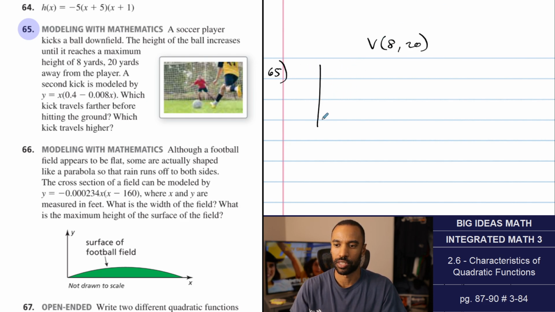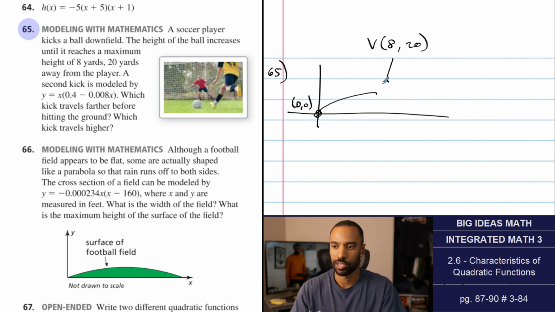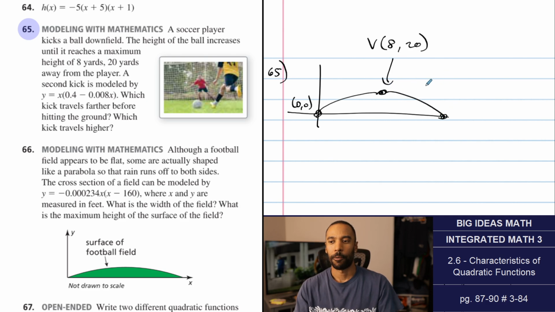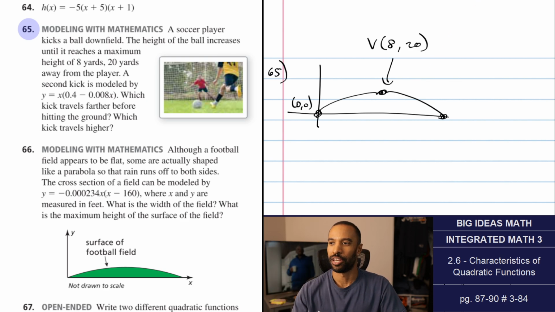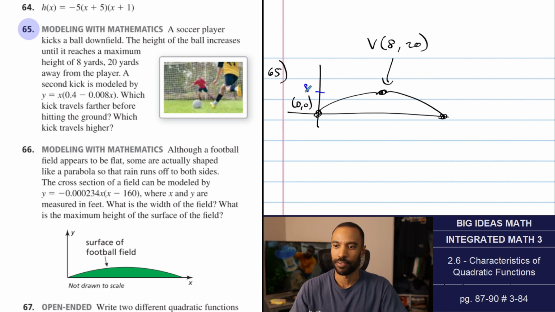Let's visualize the graph. The graph of this thing starts right from the ground. It goes outward, hits this vertex at 20, 8, and goes back down. Now, honestly, I don't know if we actually need a model for this thing. But here's what I can tell you. 8 feet in the air, 20 feet away. When it hits the ground, it'll be 40 yards away. So that might be part of the question that we answer.